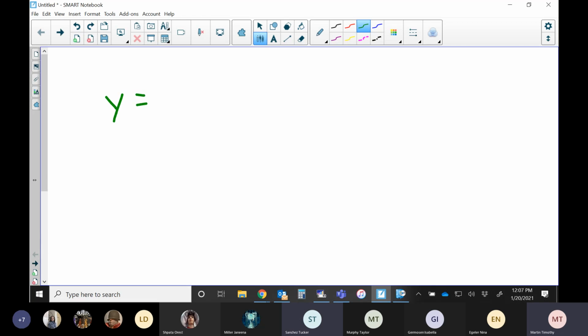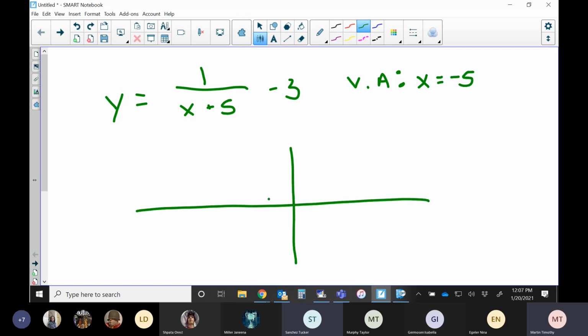Stay unmuted. What is your vertical asymptote? Where does it come from, Tucker? 5. So it's negative 5. I never just put negative 5. What did I put in front of that? X equals negative 5, because that's the line. X equals negative 5 is this line right here. And that's the equation for it.